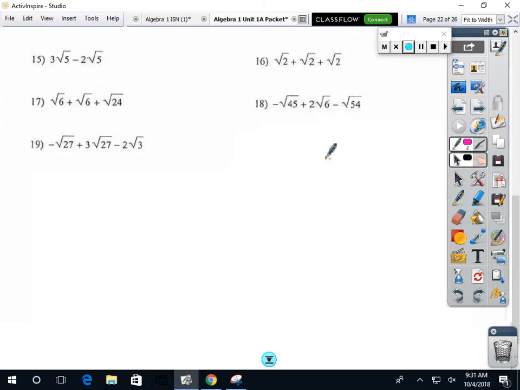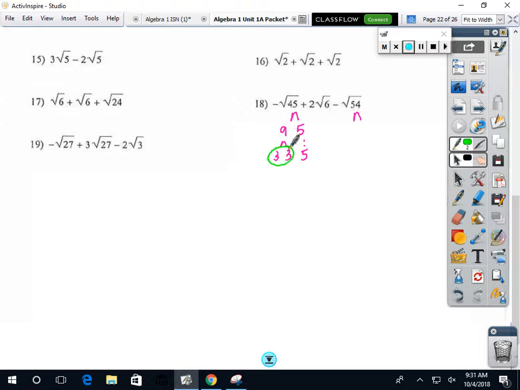All right, number 18. They're wanting you to add and subtract with these radicals. But to add or subtract, you need to have them matching. Okay, well currently they don't match, but there are 2 of them that can be simplified by factor tree. 45 is 9 times 5. 9 is 3 times 3. And then 5 is prime, so it just drops.